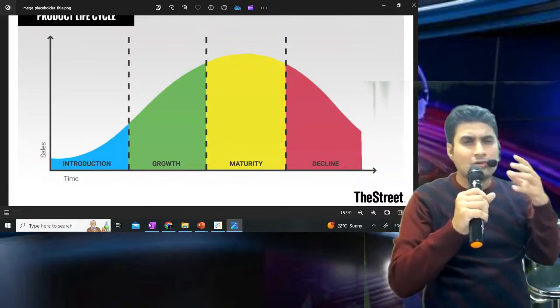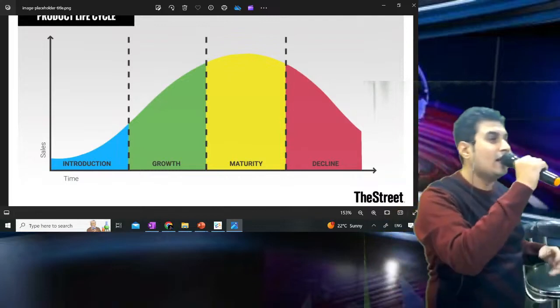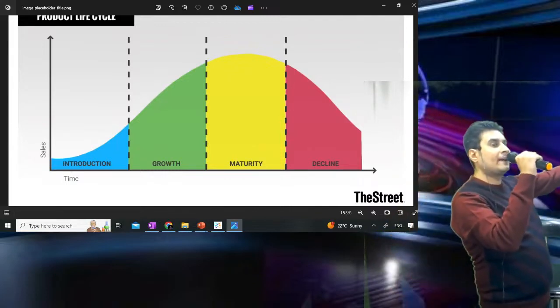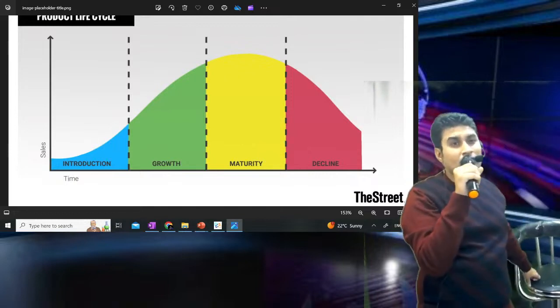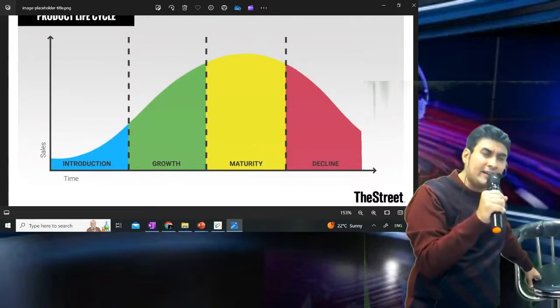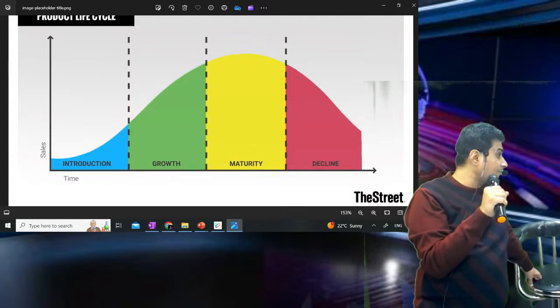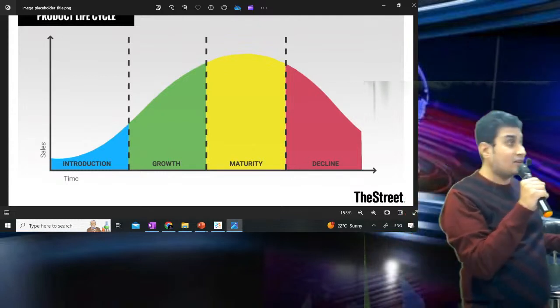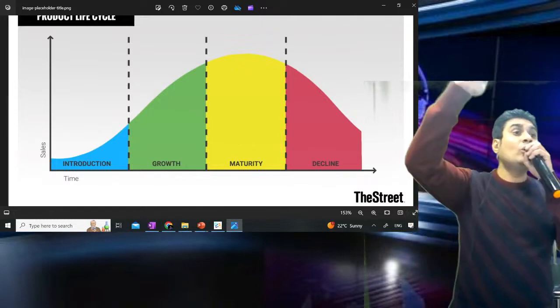Tell me, slowly and gradually people start accepting the product. They will like the product. New competitors will come. That is growth. Tell me, will sales increase or decrease? Increase. Price will reduce. Competitors will come. Top Raymond came, I think one more came. Two or three people came and started making, but no one worked. Okay, that was the growth stage.